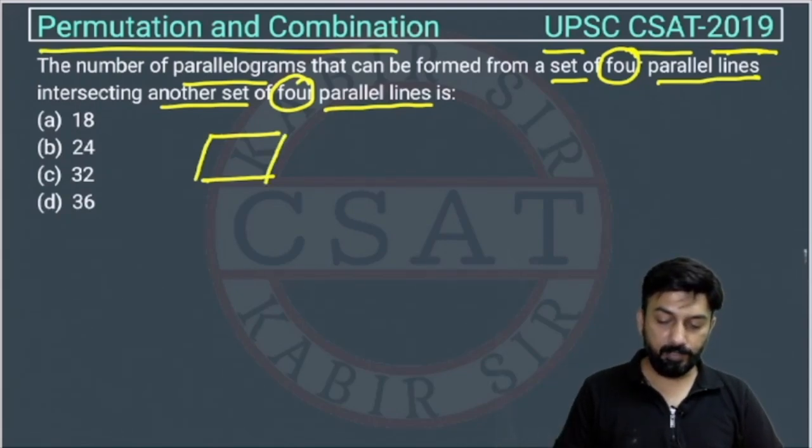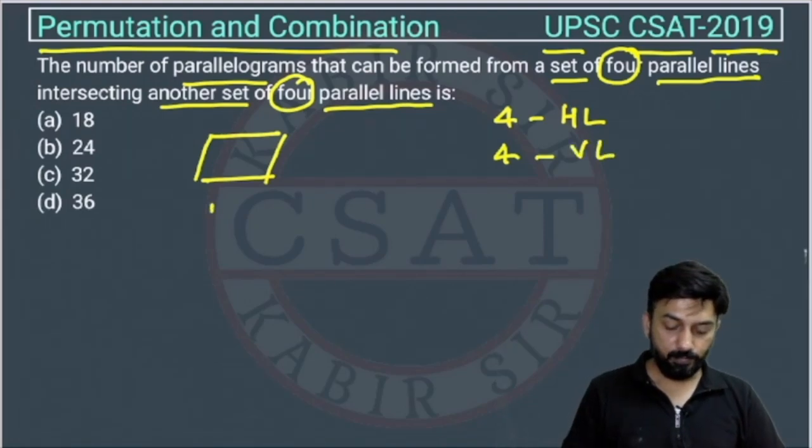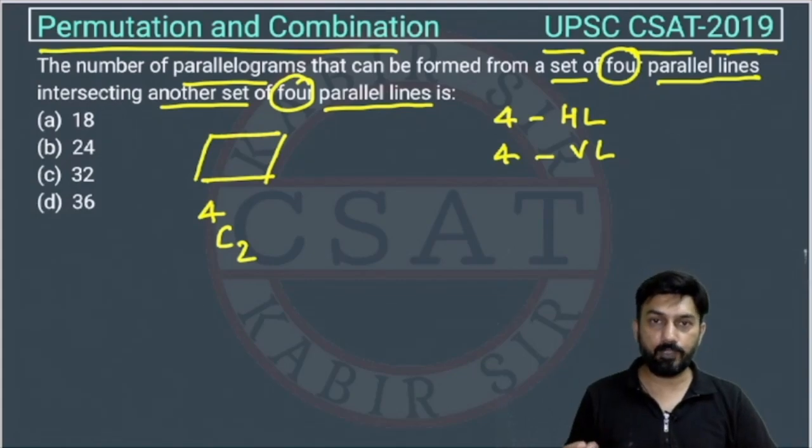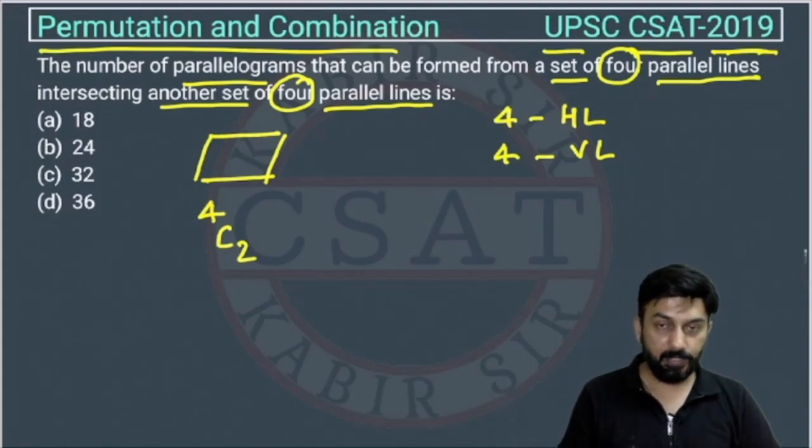So how many horizontal lines do we have? We have 4 horizontal lines. And then intersecting another set of 4 parallel lines, so there are other 4 parallel lines, vertical lines, which are intersecting. Out of these 4 horizontal lines we have to select 2. So this is a problem of selection. So 4C2. So we have selected the horizontal lines.